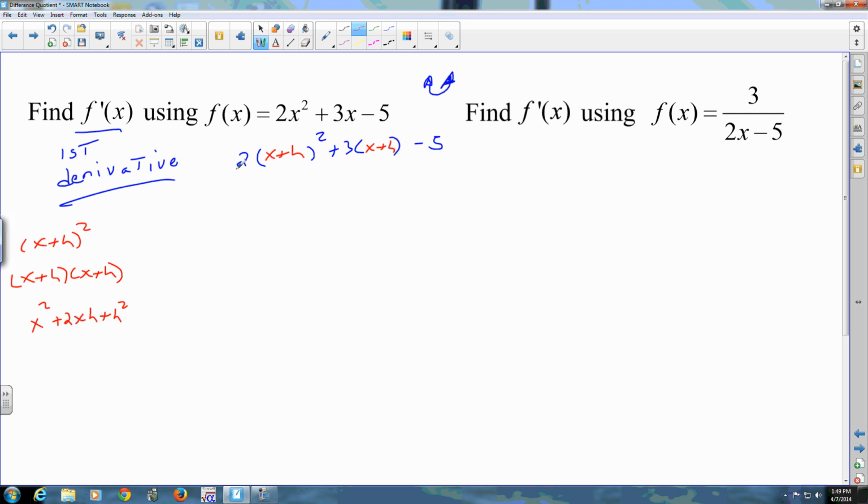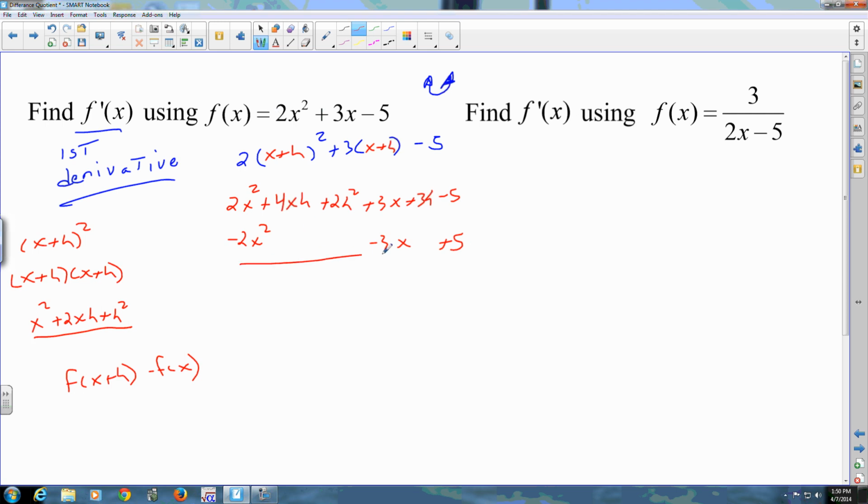Now we've got 2 times all of this. So 2x squared plus 4xh plus 2h squared plus 3x plus 3h minus 5. Now, you need to subtract, so this pattern was f of x plus h minus f of x. I need to subtract f of x from it, so I need to subtract all of this from it. So minus 2x squared minus 3x plus 5. I subtracted all this from it. So what I'm left with is 4xh plus 2h squared plus 3h.